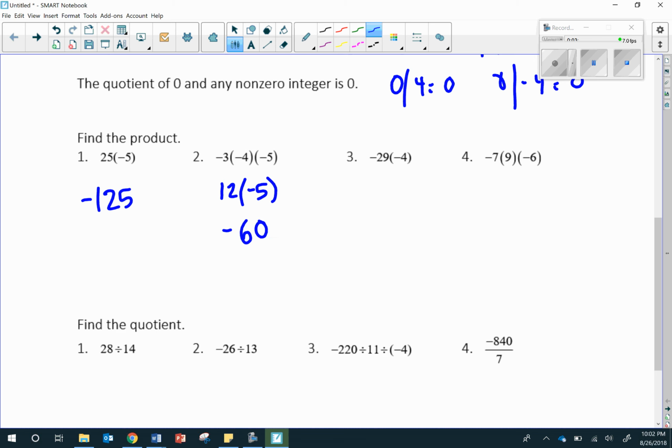Negative 29 times negative 4, we have two negative signs. Our answer is 116. In number 4, just like we did in number 2, let's do this step by step. Negative 7 times 9 is negative 63 times negative 6. Now we have two negative signs, so our answer will be positive. And when you multiply those two factors together, you get a product of 378.